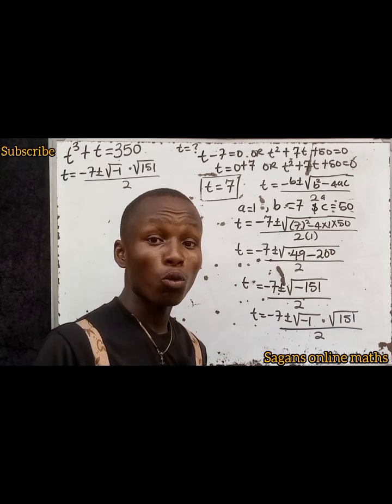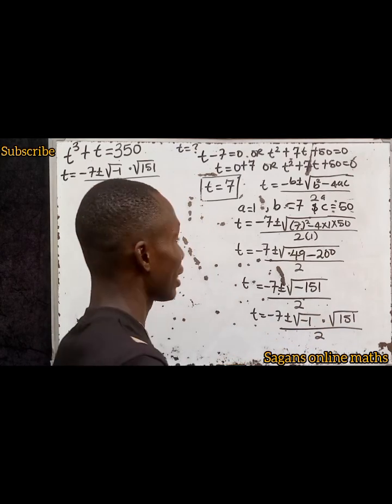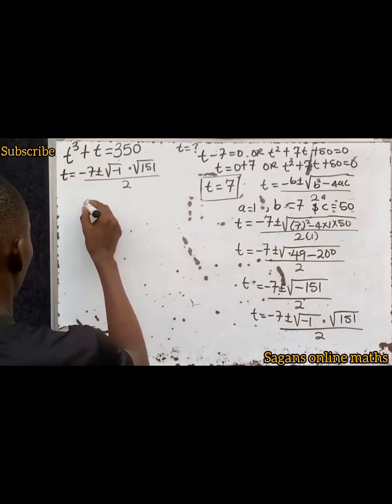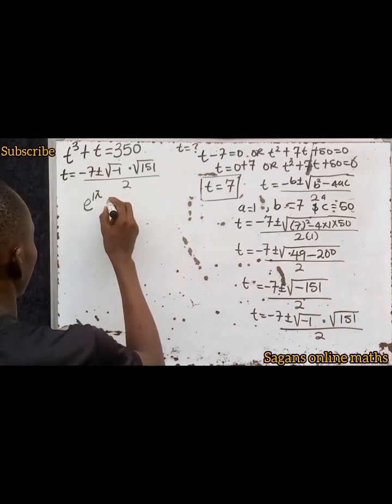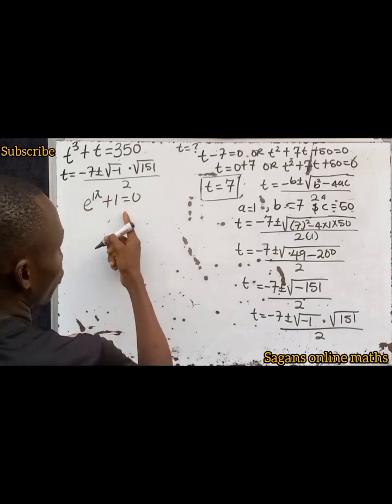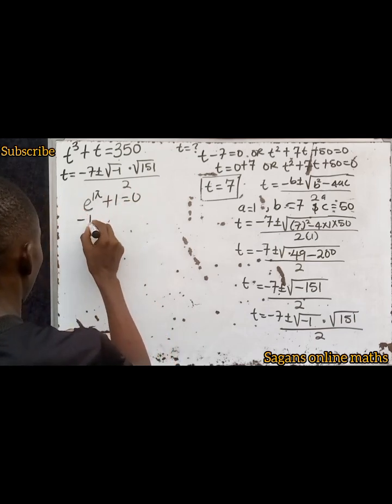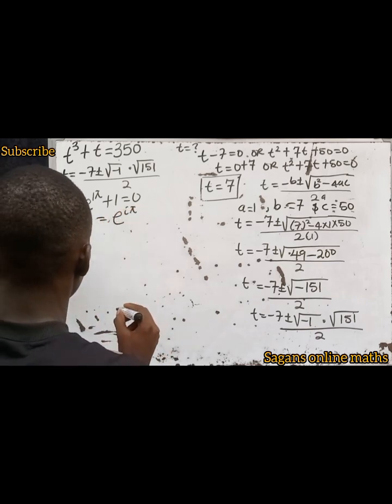But have you heard about Euler's identity? The five fundamental constants of Euler's identity. That means e to the power of i pi, plus 1 is equal to 0. These are the five fundamental aspects of Euler's identity. That means minus 1 will be equal to e to the power of i pi. So look at the minus 1 we are seeing here.